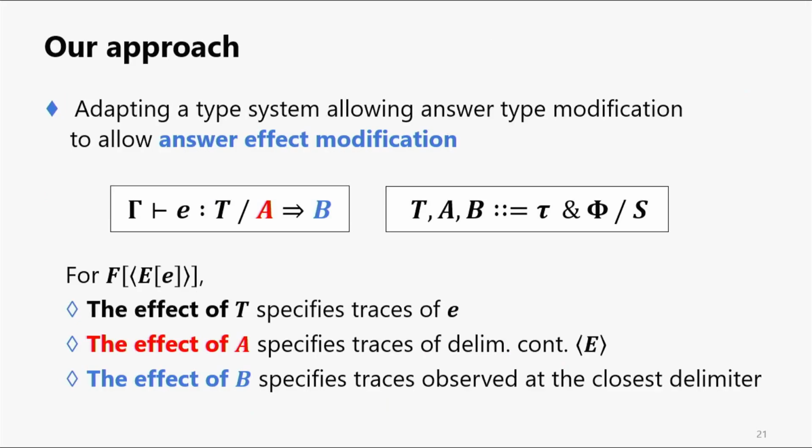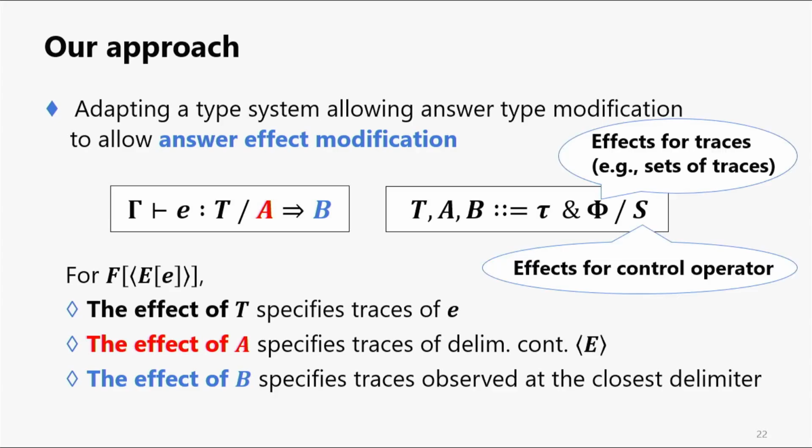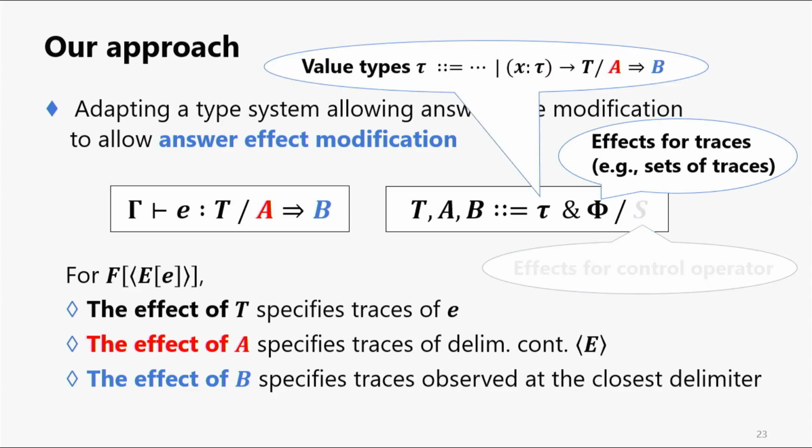And we use this idea for temporal reasoning. In our case, we extend and adapt answer type modification to answer effect modifications, because we want to reason about effects. Traces are represented by effects, and here types are augmented with effects. One kind of effect is the effect for traces, and the second kind is for control operations. But in this talk, I skip the control effect. And value types are also augmented with effect information.